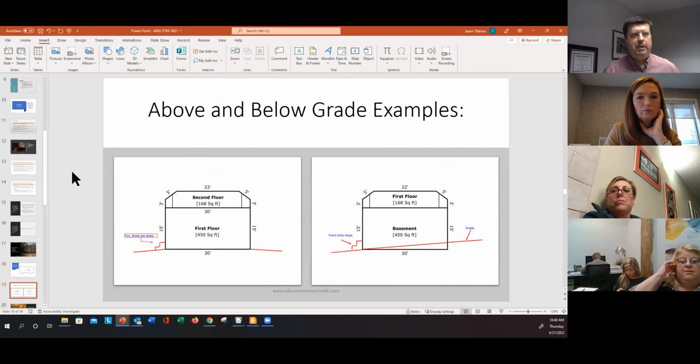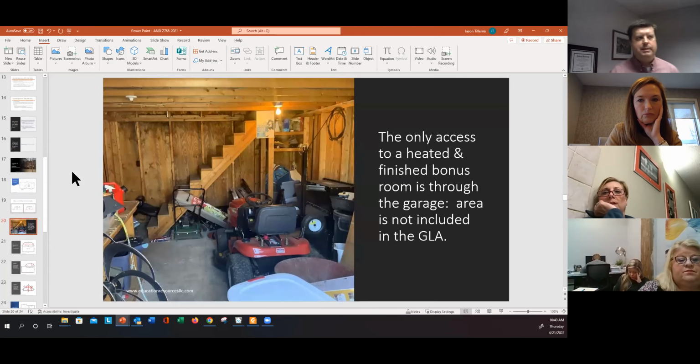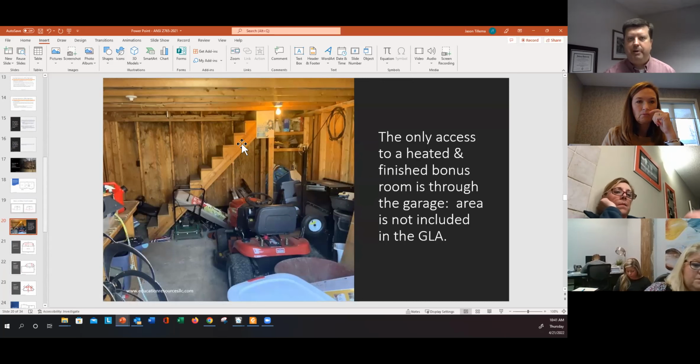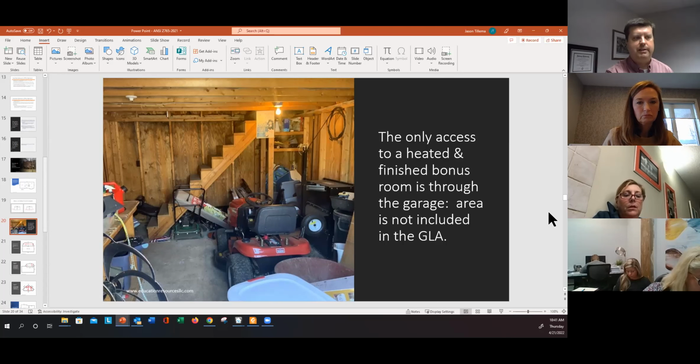Here's our example on the below grade, above grade again. This was not the photo of the home that I appraised, but it's a very similar one. So you guys can see the staircase in the back that's leading up to a finished bonus room above the garage. That's the only access to that finished bonus room. That finished bonus room cannot be included in the gross living area. Is there value to that bonus room? Sure, but we have to report it somewhere else. It does not get included in the GLA.